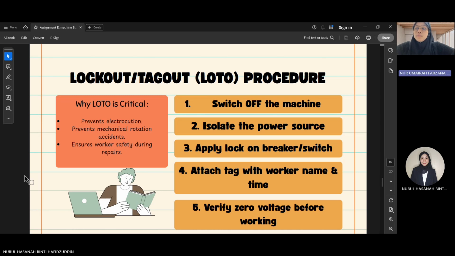So, in summary, legal compliance for electrical machines in Malaysia involves following the Electricity Supply Act, Electricity Regulations, OSHA, DOSH, and Suruhanjaya Tenaga requirements. AC and DC machines must comply with grounding, insulation, and safety protection standards. Lockout and tagout procedures are essential for maintaining safety. So overall, compliance helps prevent accidents, protect the environment, and avoid legal penalty.